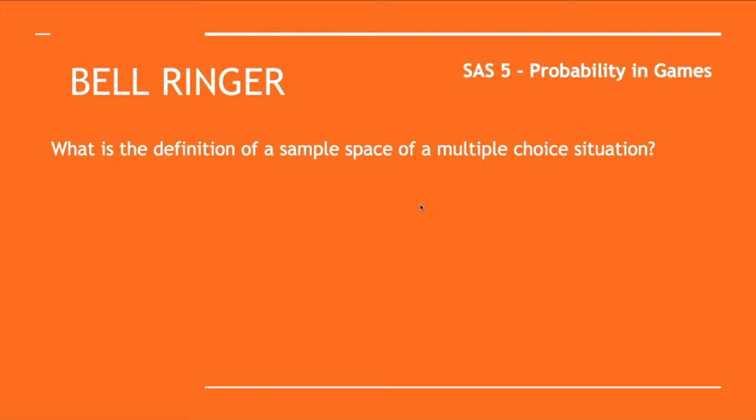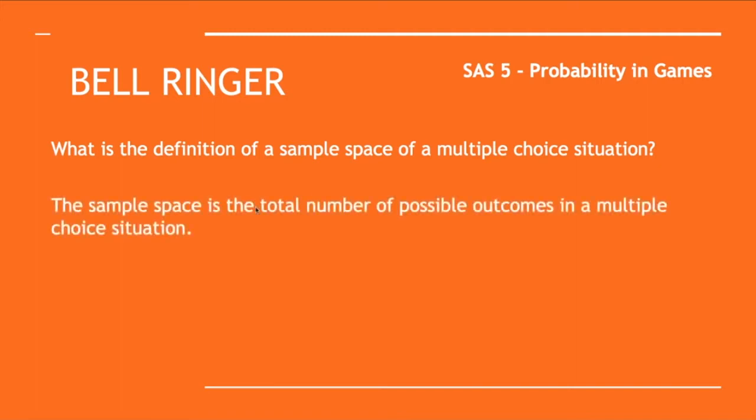And then 6 times 36 is 216. So there are 216 possibilities when a batter goes up to bat 3 times. So it's 6 to the 3rd power. In other words, that's the sample space. We define the sample space as the total number of possible outcomes in a multiple choice situation.